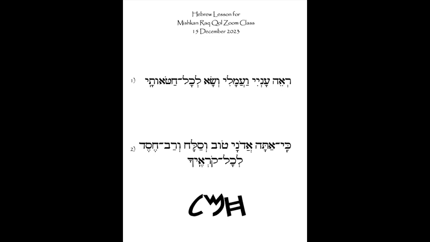All right, so lekol korecha. Here's our sentence: ki ata Adonai tov v'salach v'rav chesed lekol korecha. So ki ata: ki means for, that, because; ata means you. So, for you.